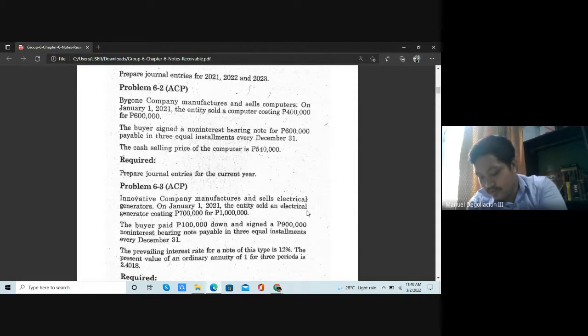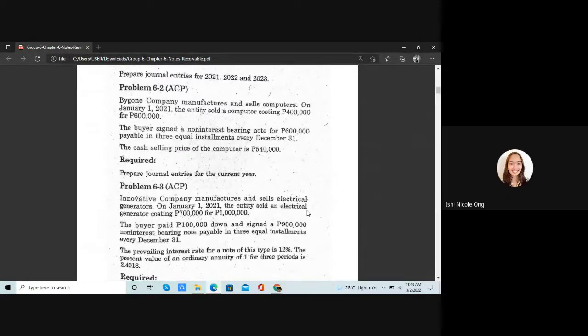Last question for Miss 29. What entry will we have to prepare on December 31, 2021, and what's the purpose of that entry? Debit cash for 200,000. Debit unearned interest income 30,000. Credit notes receivable 200,000 and credit interest income 30,000.